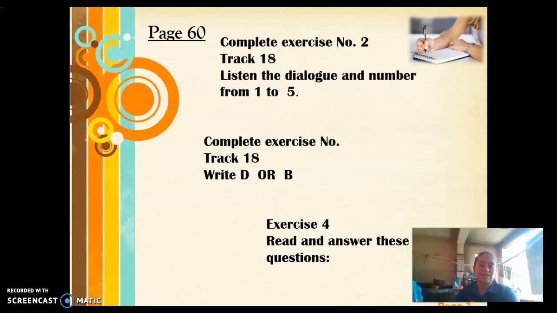And on exercise number 4, we have 2 questions here. But you are going to answer these 2 questions in a worksheet. Okay, just read the question and analyze what is going to be your answer. And then you are going to answer in the worksheet.